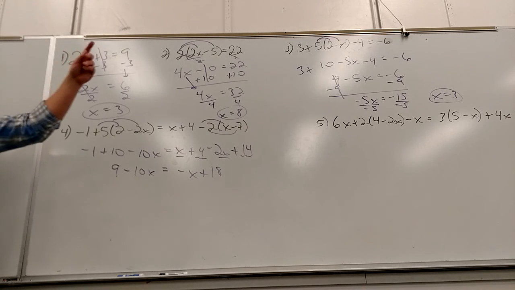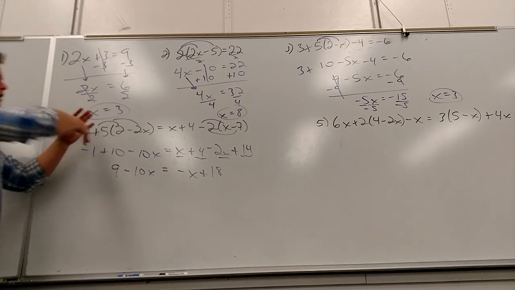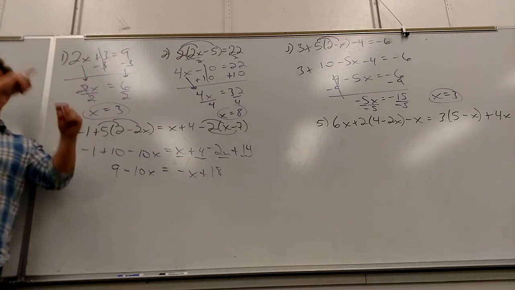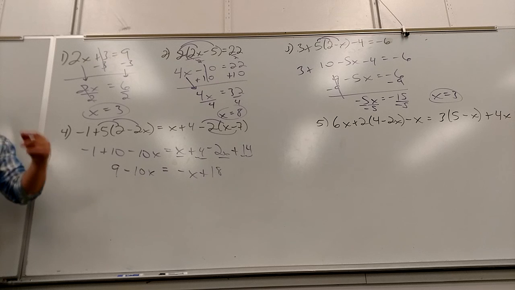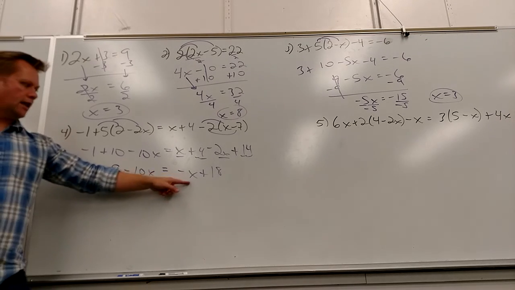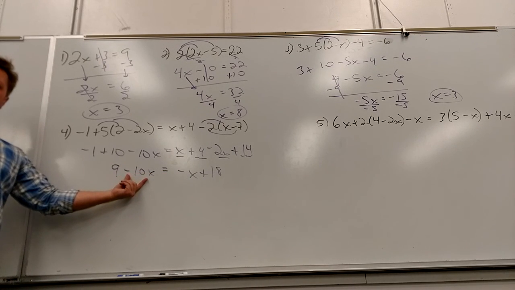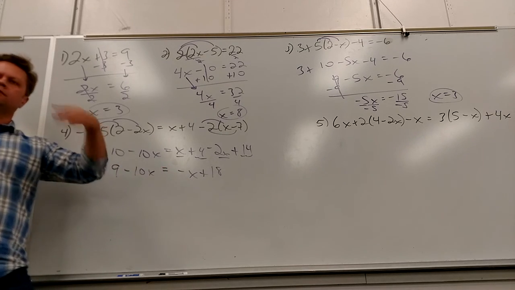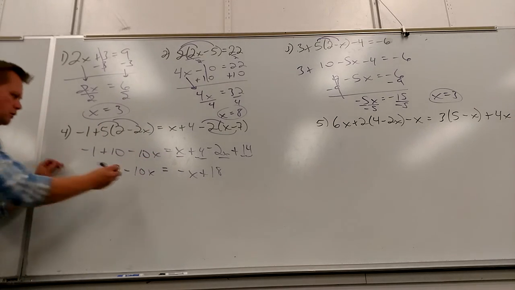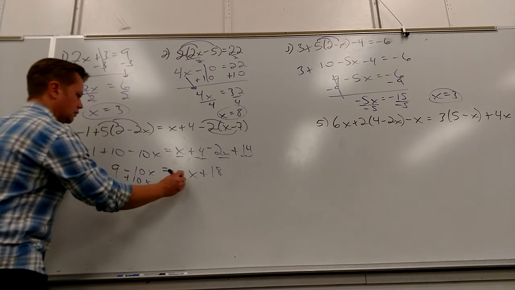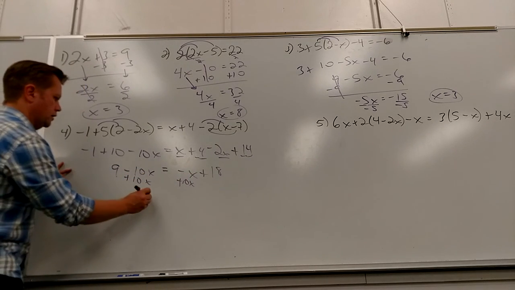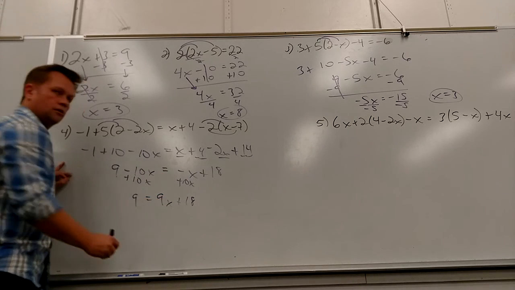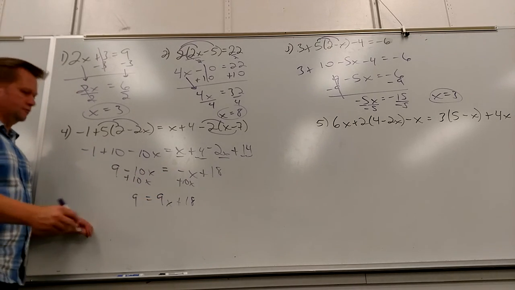And now for some problems like this, you're going to get to a point where you have numbers and letters. Now you just choose a side to take the letters to. You could add x, but see how the x's would still be negative. A lot of you might have done that. I would do it so that my variable ends up positive, so don't make a negative mistake. So I would say add 10x. So I get 9 equals 9x plus 18.